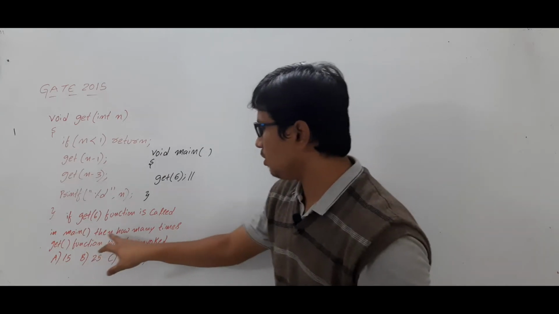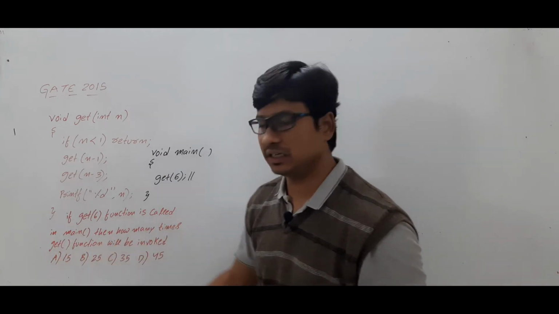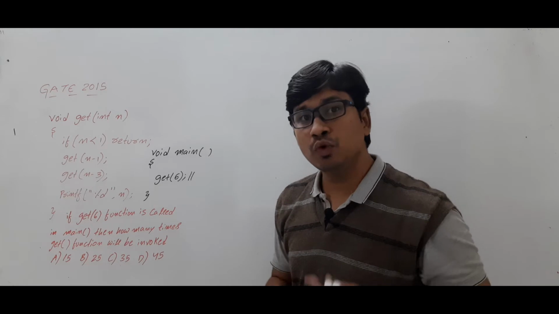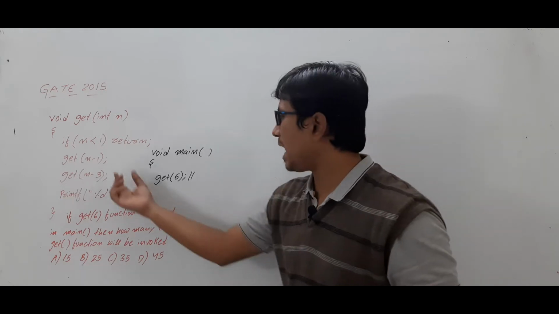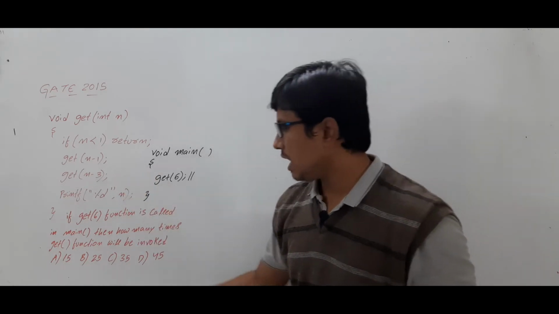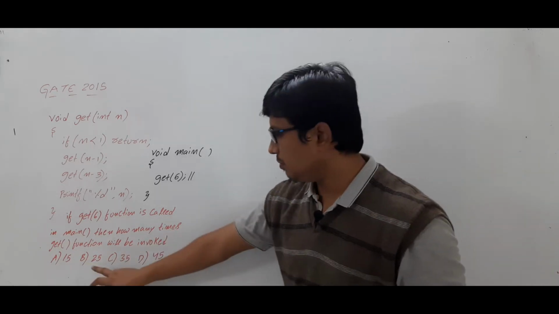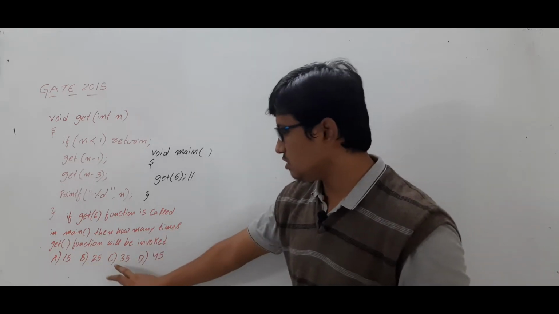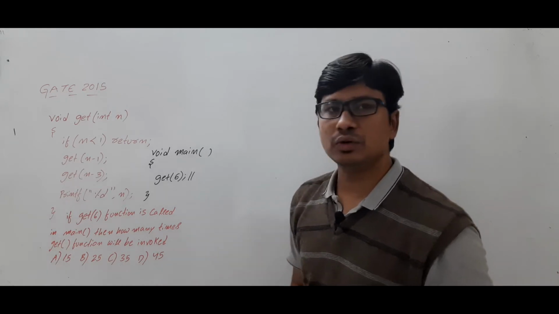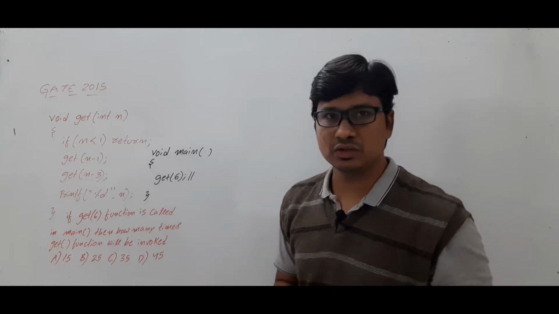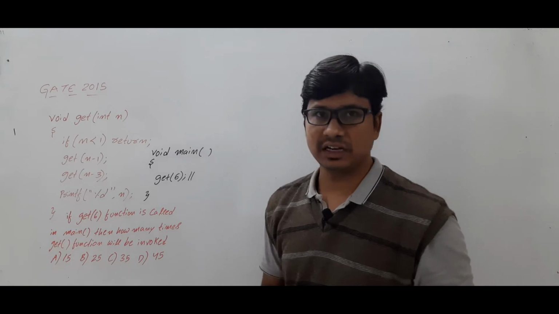Then how many times will the get function be invoked before coming back to the main function? And they have given four options: A is equal to 15, B is equal to 25, C is equal to 35, D is equal to 45. So we need to solve this question and find out the right answer.